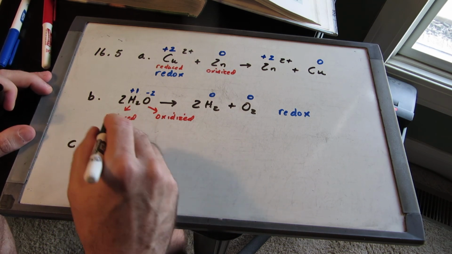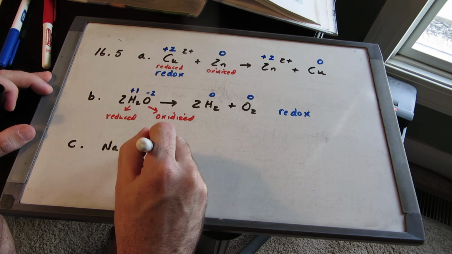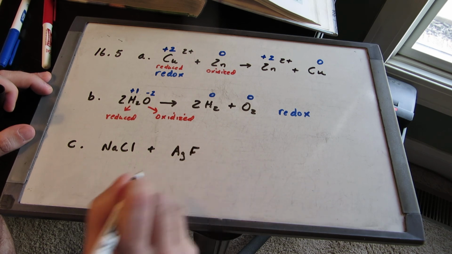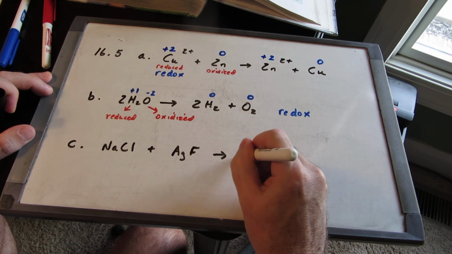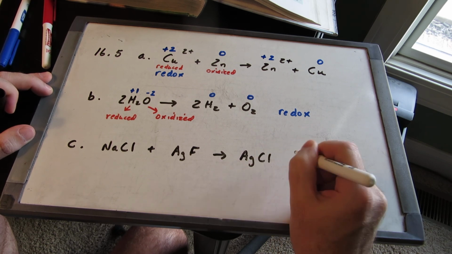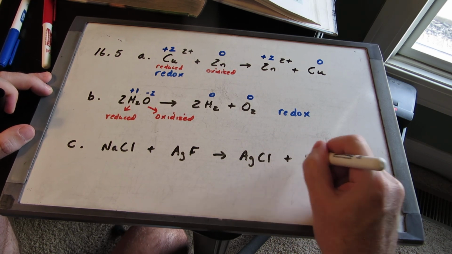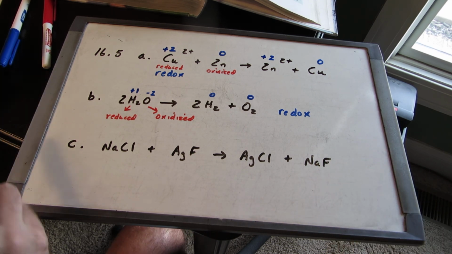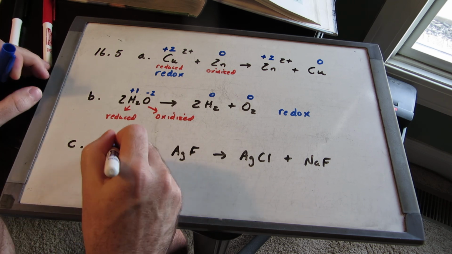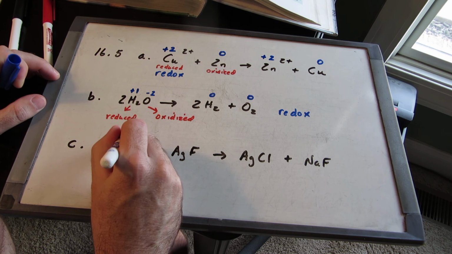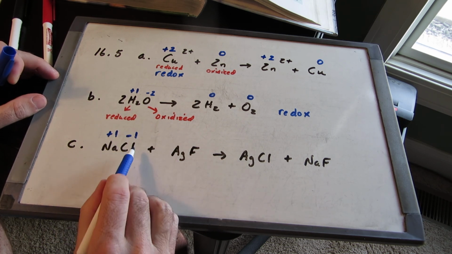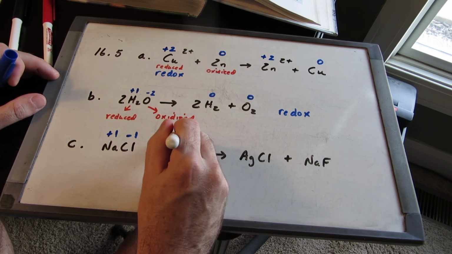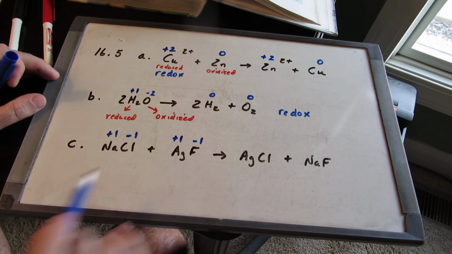Alright, part C. NaCl plus silver fluoride, AgF, makes AgCl, silver chloride, plus NaF. In chemistry, they actually call sodium fluoride NaF. Makes sense. Okay, we have a rule for sodium. Column 1, +1. So chlorine has to be -1 for that to add up to 0. Fluorine, we have a rule. Fluorine's always -1. So silver has to be +1 for that to add up to 0.